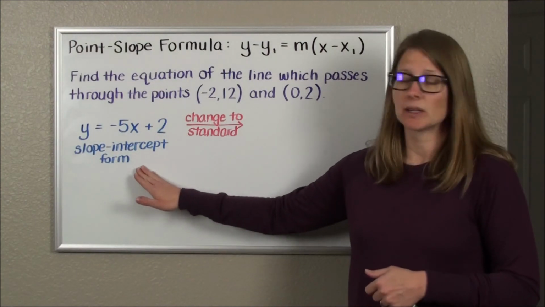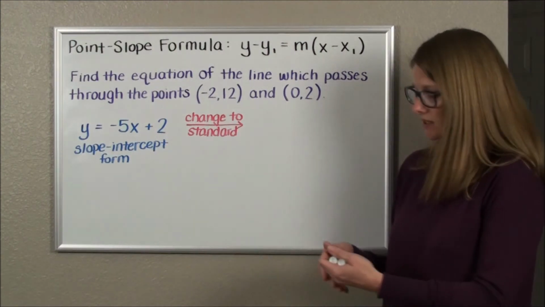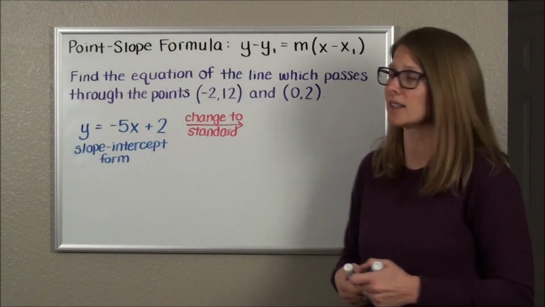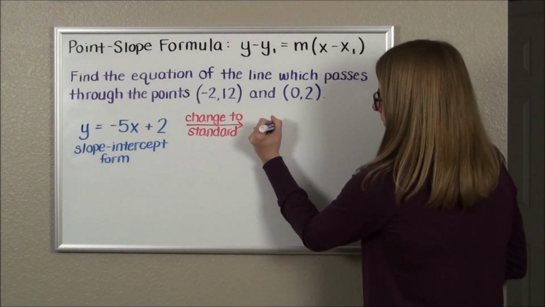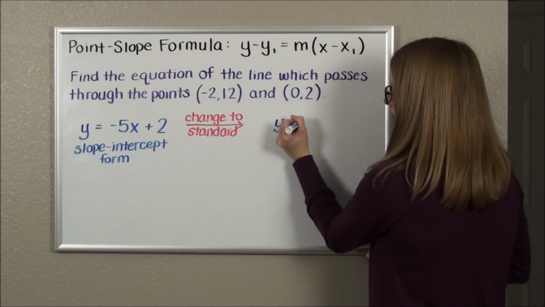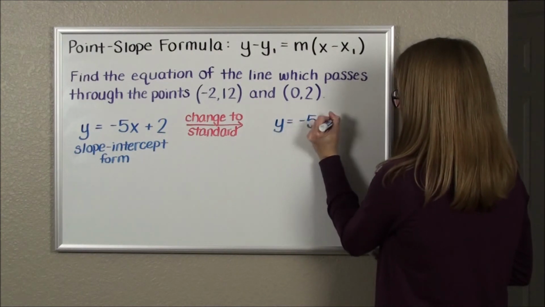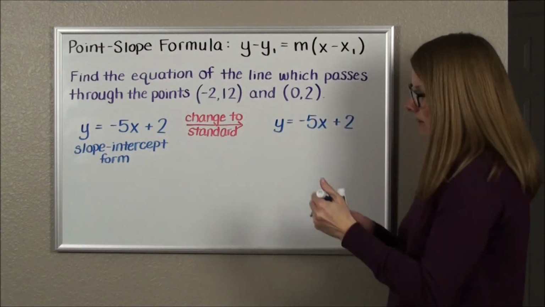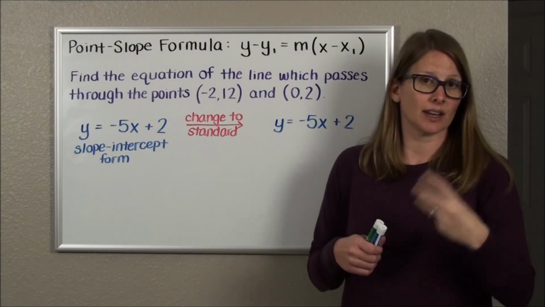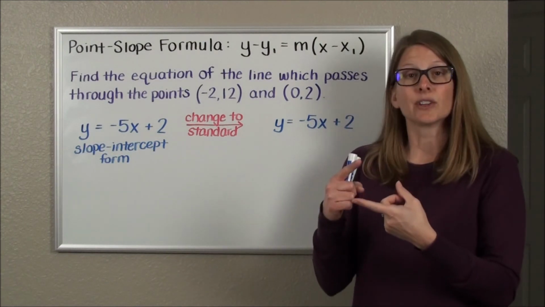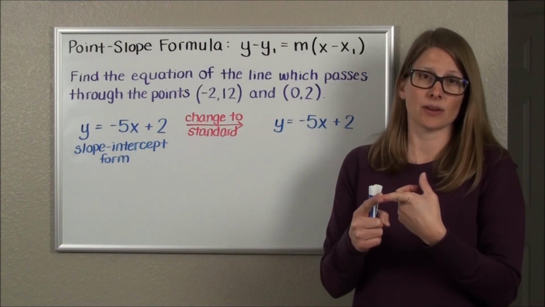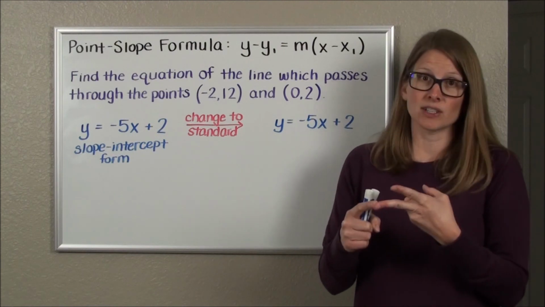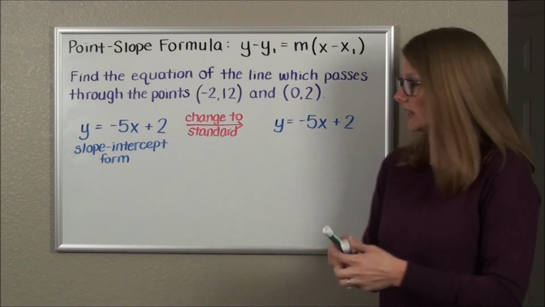So I have my slope-intercept form. Let's see if we can change it to standard form just in case those directions ask us to. I begin by rewriting that slope-intercept form so I have a starting point. And then as I move from slope-intercept to standard, again, I've got 3 things to watch for. For standard form, I want x and y together on the left, I want no fractions in front of them, and I want a positive on the x.